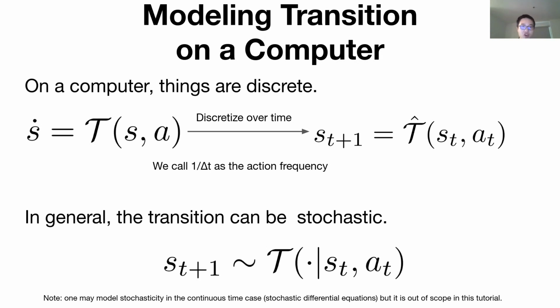For what we have seen so far, the states are changing continuously, but on a computer, things are discrete. Here, we can discretize the transition function over time. Now, we can write s_t+1 is equal to a discrete time transition that takes s_t and a_t. And in general, the transition can be stochastic. That is, the transition function gives the distribution of the next state instead of a deterministic one.